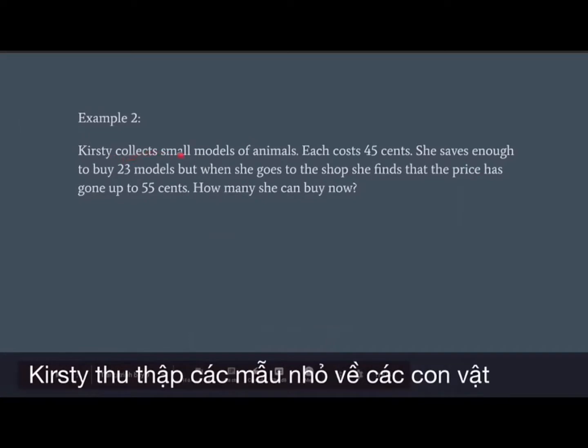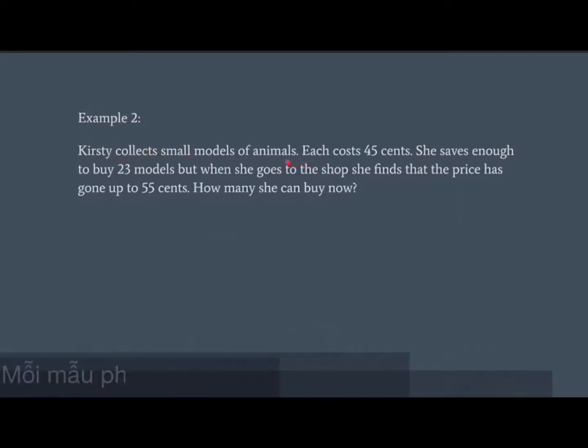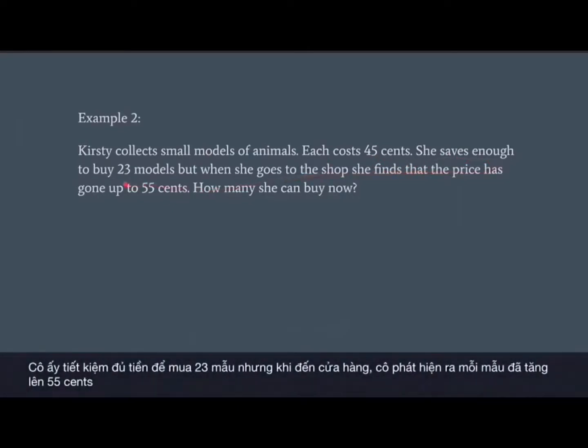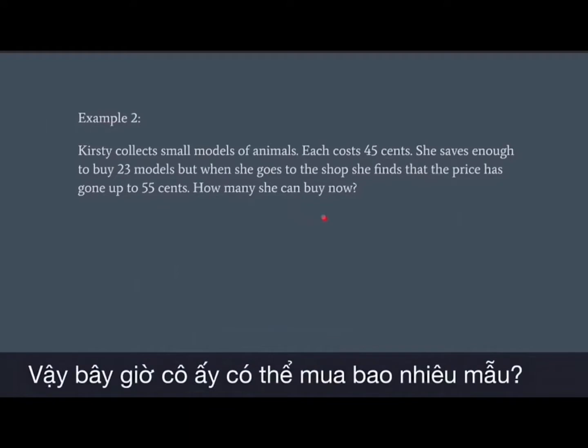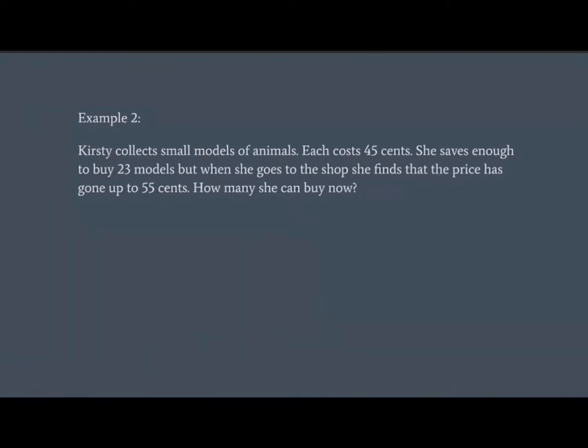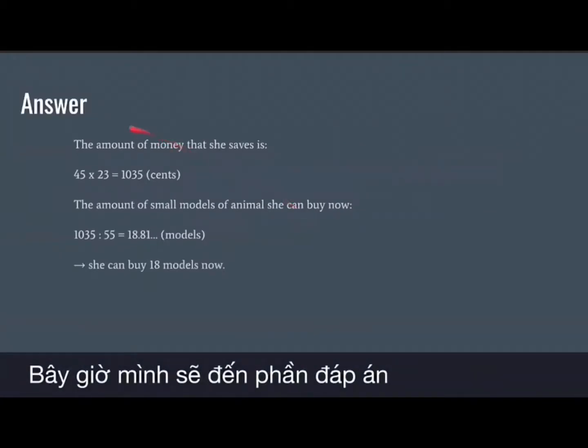Kirsty collects small models of animals. Each costs 35 cents. She saves enough to buy 23 models, but when she goes to the shop, she finds out the price has gone up to 55 cents. So how many can she buy now? You can pause if you want to do it by yourself. Now we go to the answer.